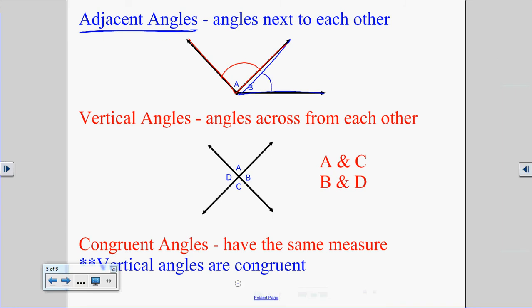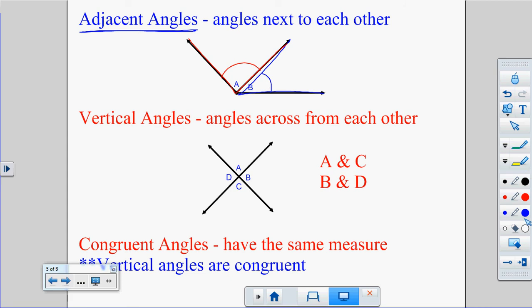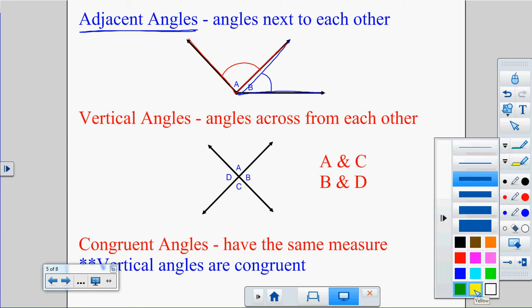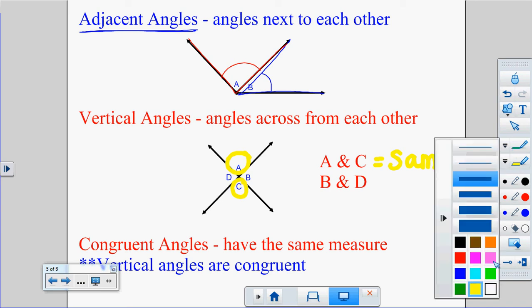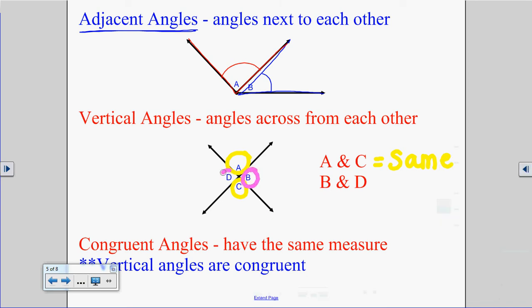Vertical angles are angles across from each other. So vertical angles, A goes with C because they're across from each other, and they're going to equal the exact same amount. And then angles B and D are across from each other, and they're going to equal the same amount. So if I said A was 80 degrees, C would also be 80 degrees.